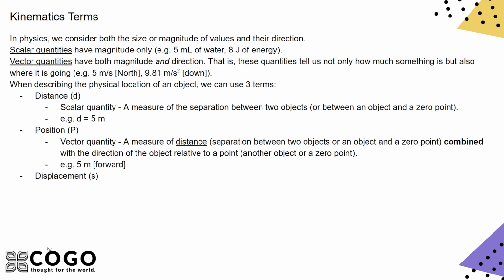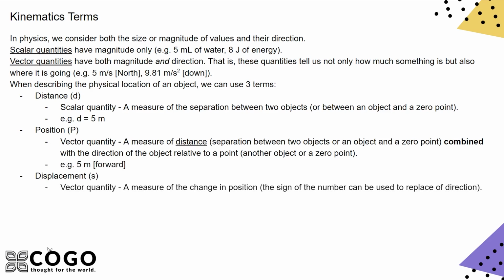Finally, there is displacement, which is going to be the concept you see most often out of the three in kinematics. Displacement is also a vector quantity and describes the change in position. The sign of the number can be used to replace direction. Displacement equals change in position, which then equals final position minus the initial position.